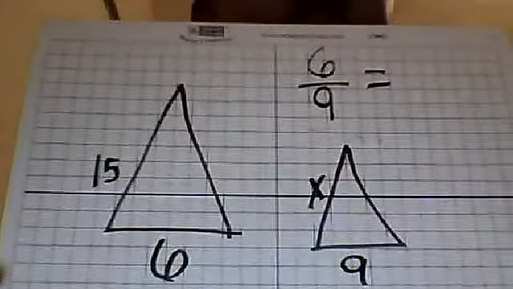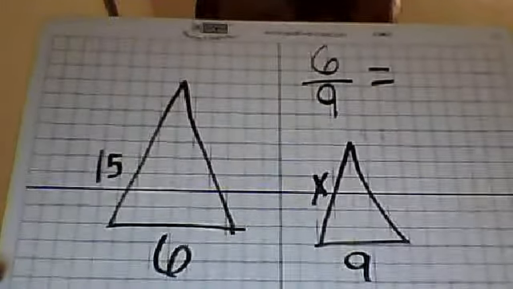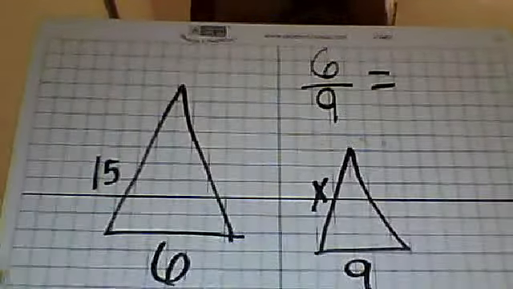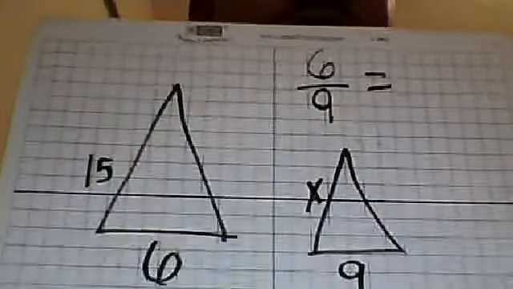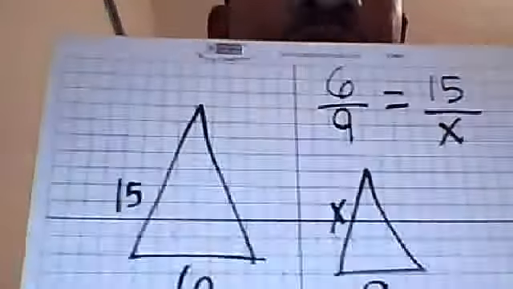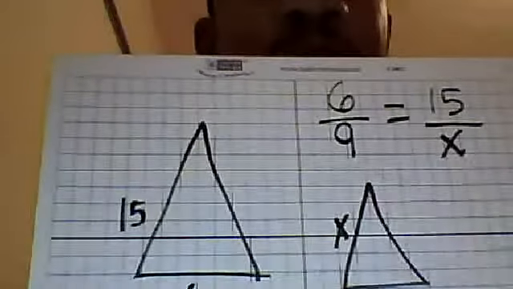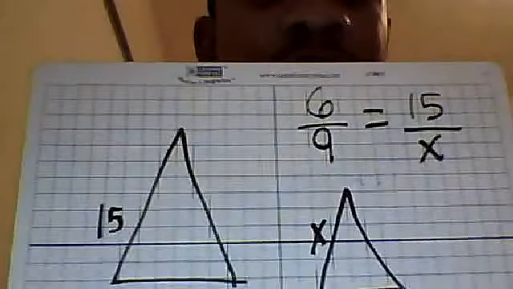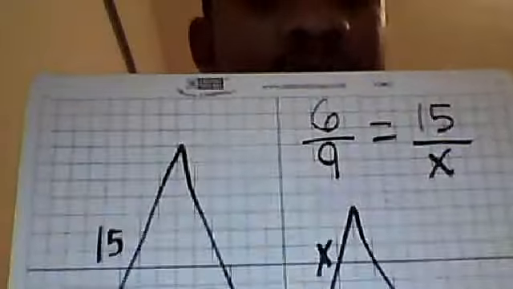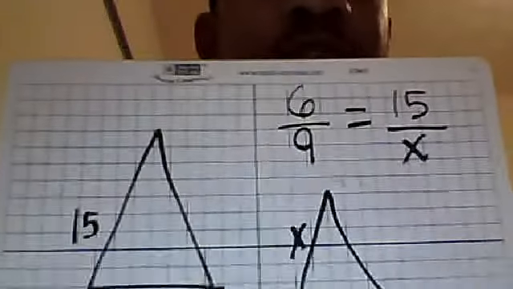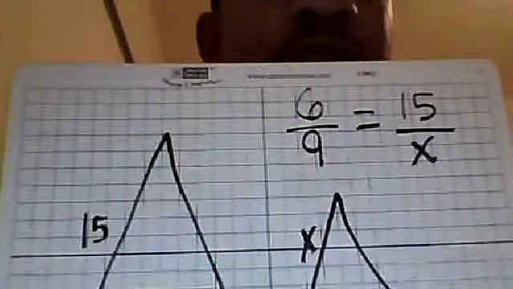Now, parents and students, be very aware. We started with the big triangle when we put 6 over 9. So, after the equal sign, we have to start with the big triangle again. So, equals 15 over x. At this point, there's two ways to do this. You could multiply 9 times 15 equals 6x, and then you have a one-step equation. Or, I've stressed to the students that they need to learn how to reduce fractions.